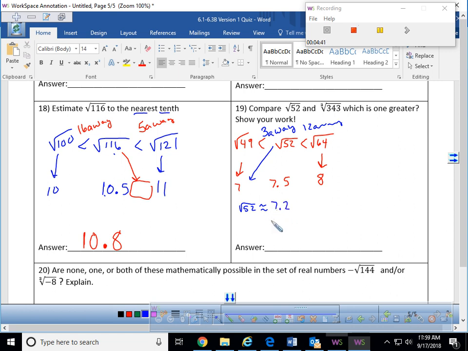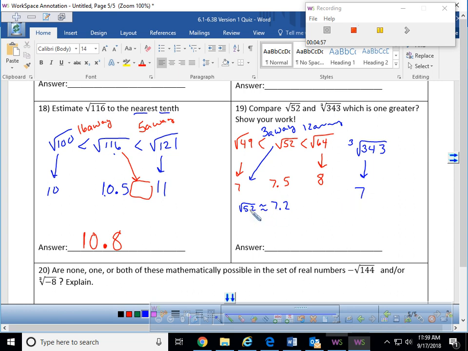Alright, now, what is the cube root of 343? Well, that's an actual perfect cube root. If you look at your notes, that's 7 exactly. So which one is greater?